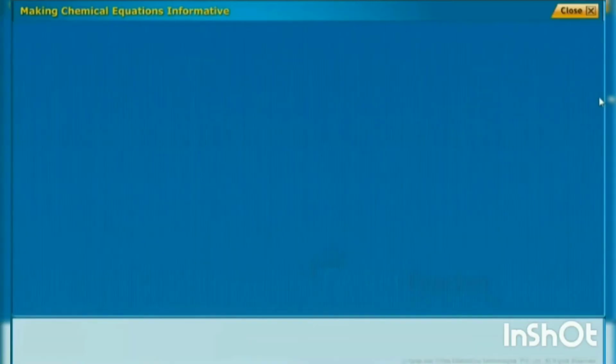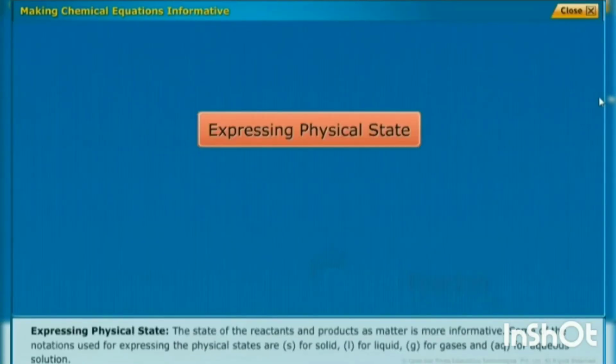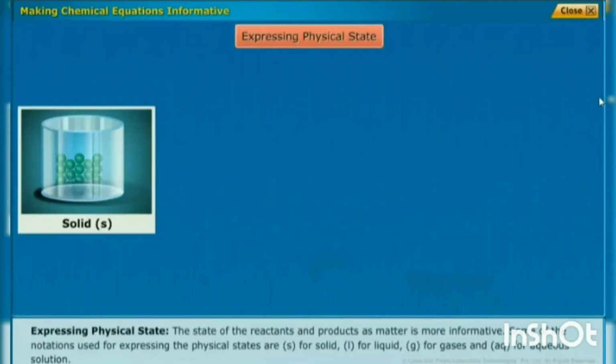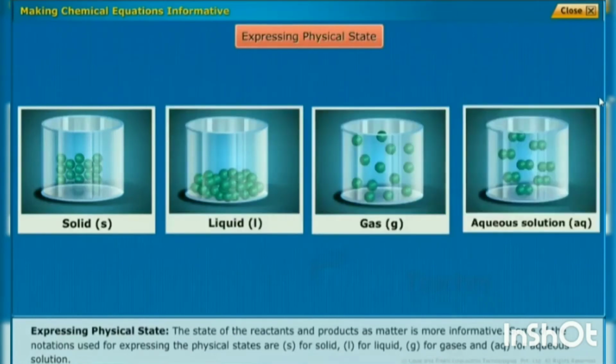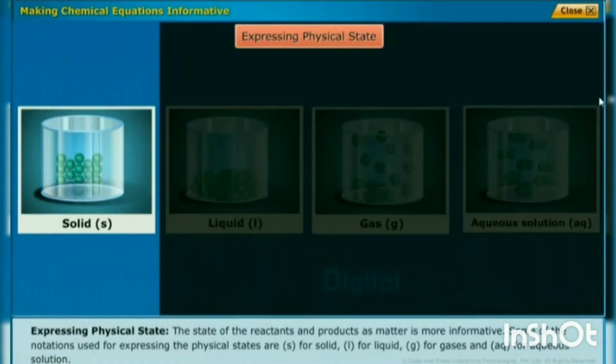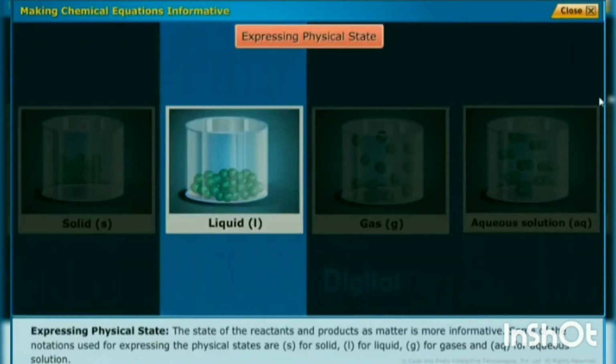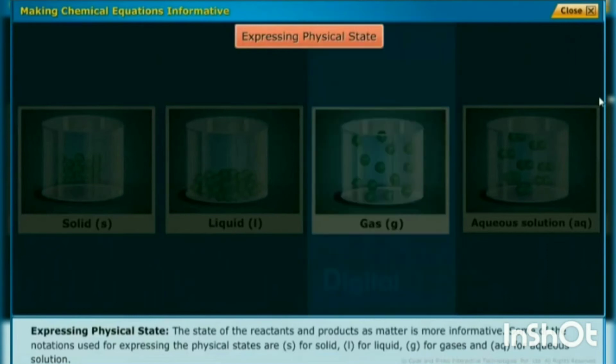Let us learn how to express physical state. The state of the reactant and product as matter is more informative. Some of the notations used for expressing physical states are S for solid, L for liquid, G for gas, and AQ for aqueous solutions.